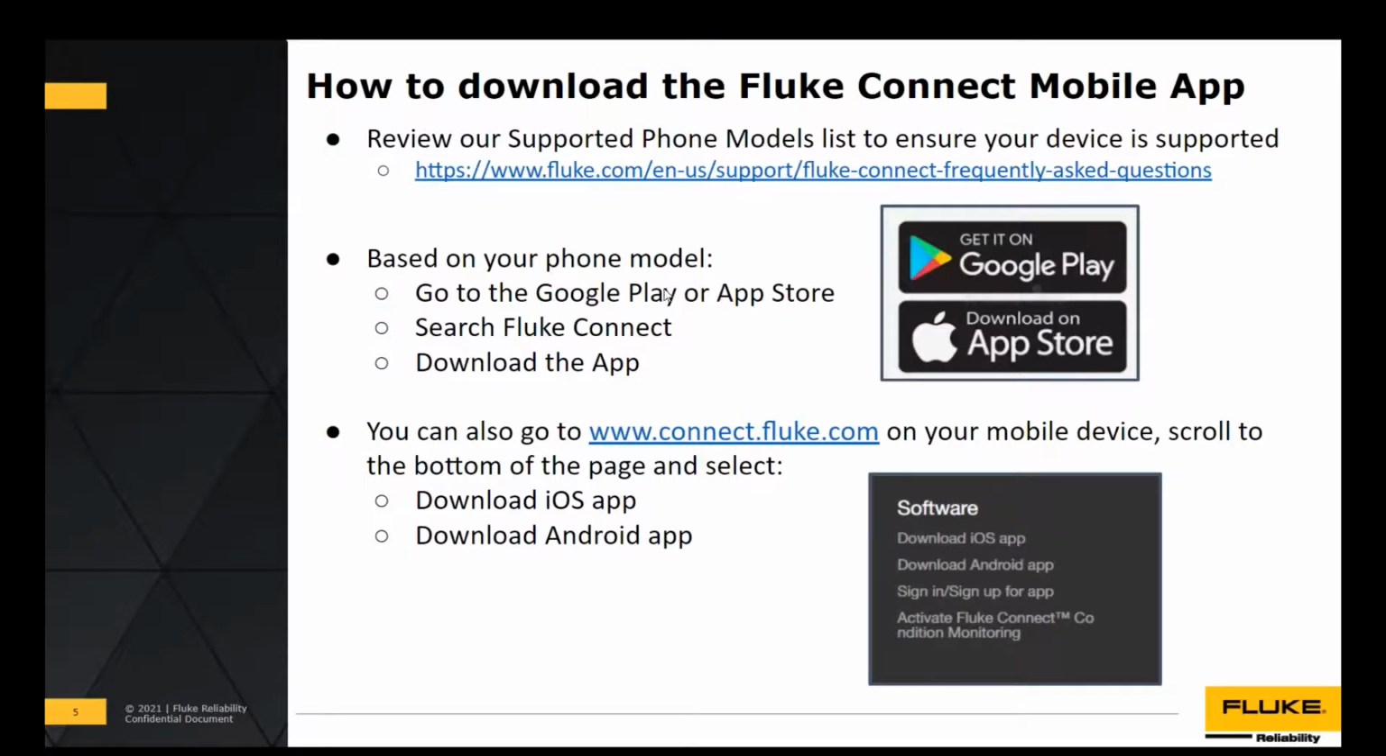Based on your device type or model, you'll want to go to the Google Play Store or the App Store, search for Fluteconnect, and then you can download the app. You can also go to our Fluteconnect website on your mobile device, and if you scroll down to the bottom, there is a section that says software, and it has the download iOS app and the download Android app links.